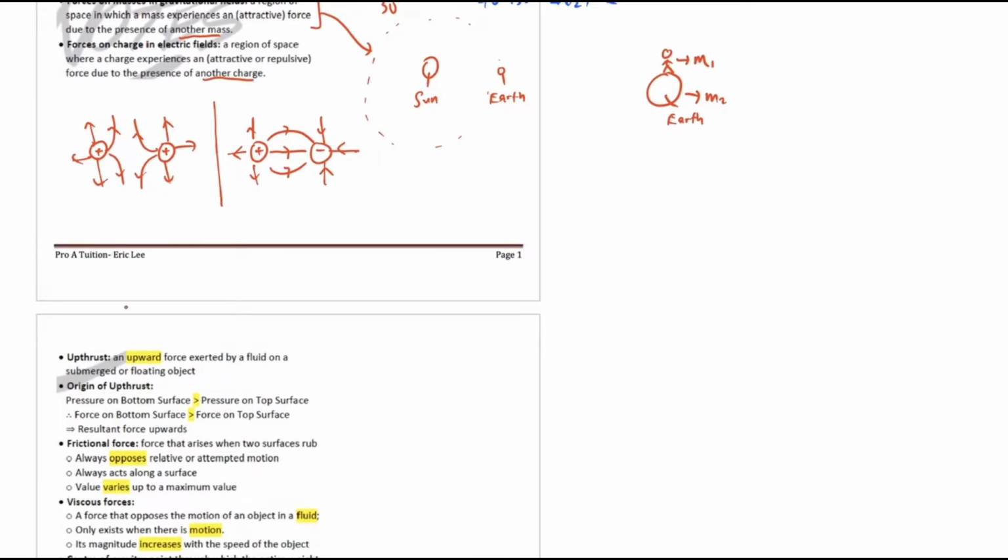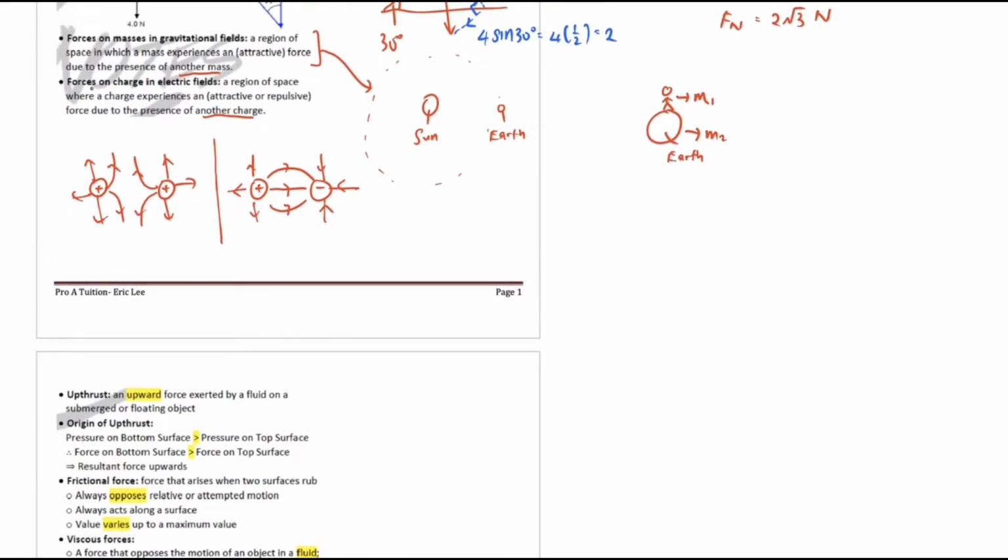We try to understand different kind of forces. So we have the gravitational force, we have the electric force. Now we have the upthrust, an upward force exerted by a fluid on a submerged or floating object. Okay, so that means it is the upward force that makes the object float. Of course, we will learn this in details very soon in the next two subtopics. So for now, you just remember upthrust makes the object float.